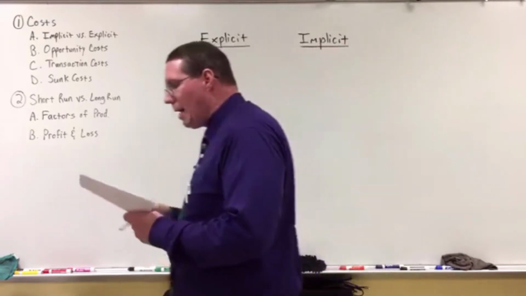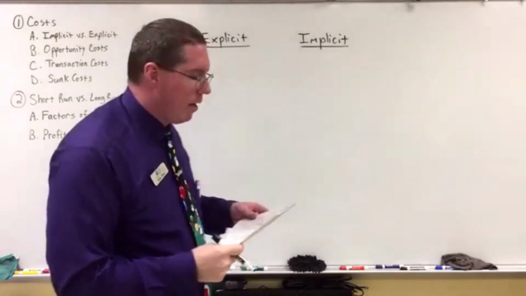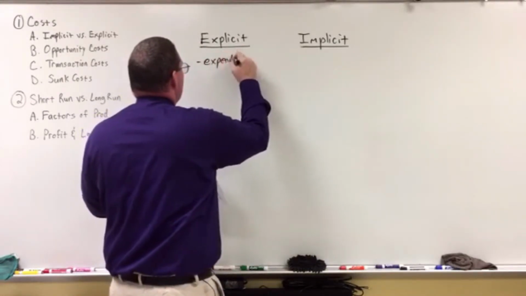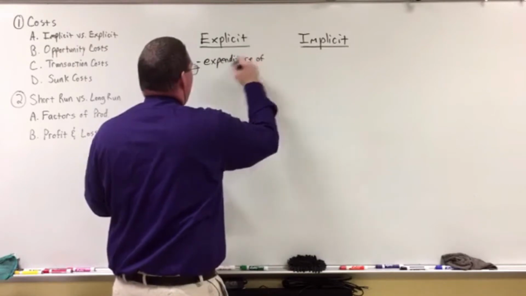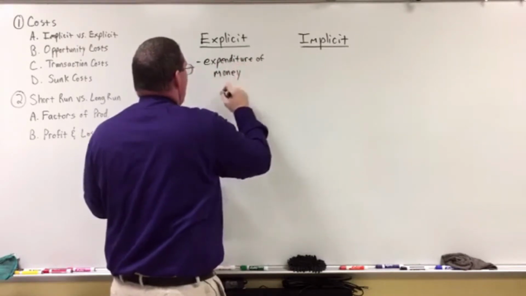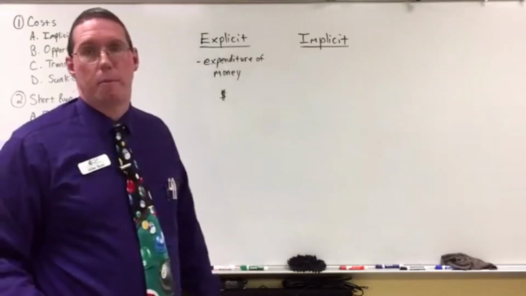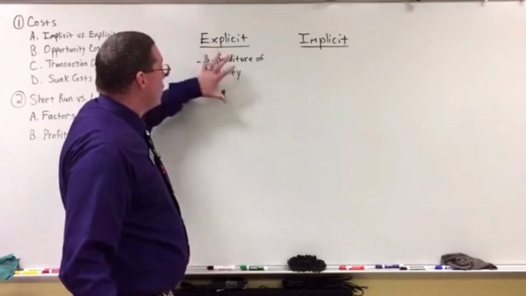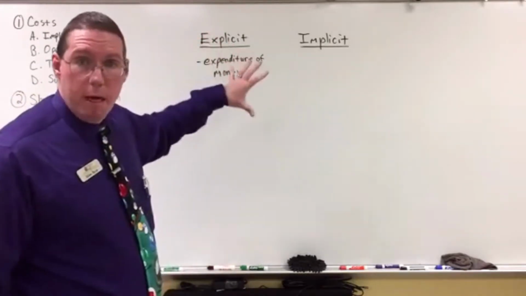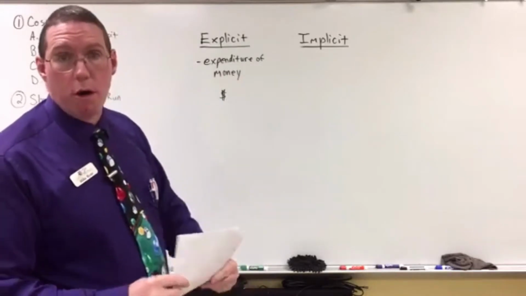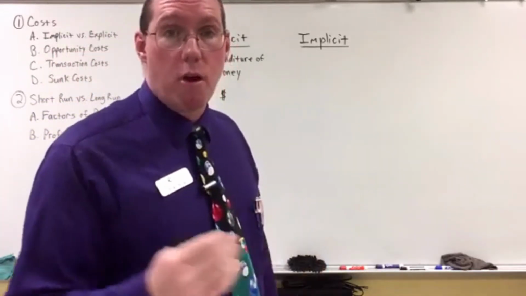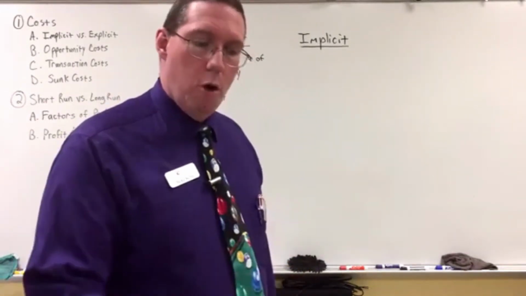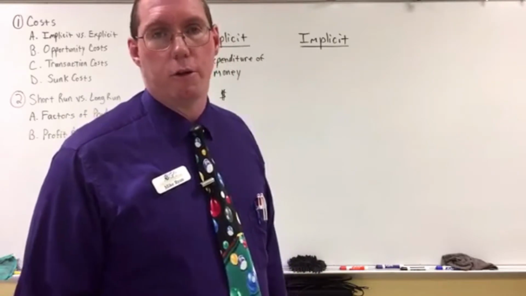Okay, explicit costs are costs that involve expenditure of money. Explicit costs have a dollar sign attached to them, or a euro sign or a yen sign, some kind of actual number values of money that you spent. So you go to the store and you paid $3 to get your soda and your chips. The explicit cost of going to the store was $3. Okay?